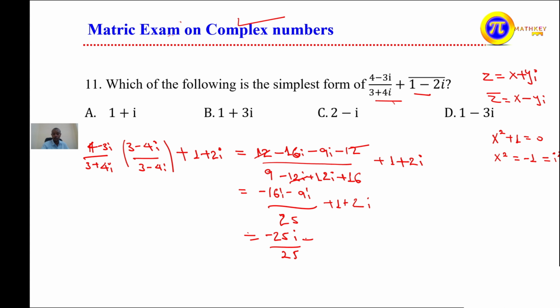Plus 1 plus 2i. We cancel this negative 25i by 25. What remains is negative i plus 1 plus 2i. So we can collect imaginary with imaginary and real with real. Negative i plus 2i is 1i. So this is plus 1, which is equivalent to 1 plus i. The simplest form of our problem is 1 plus i. From the given choices, the answer is A.